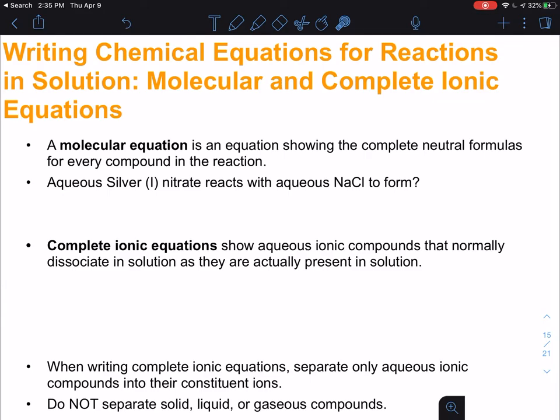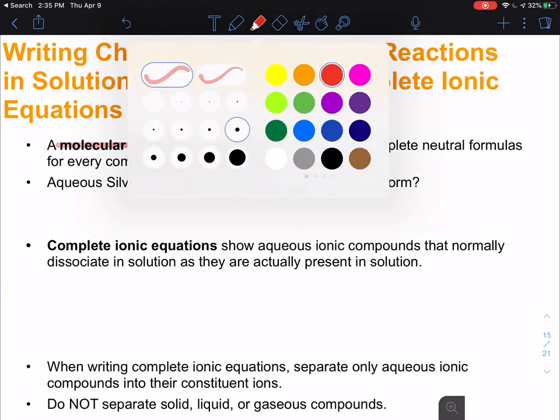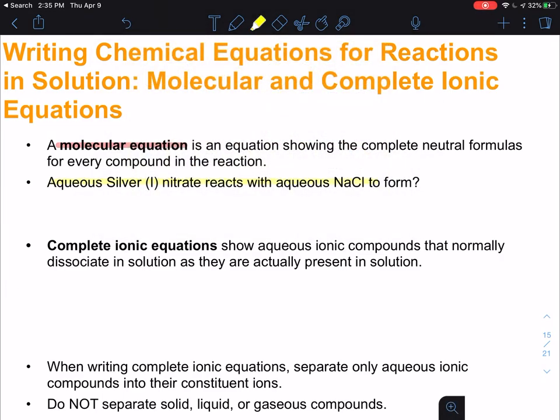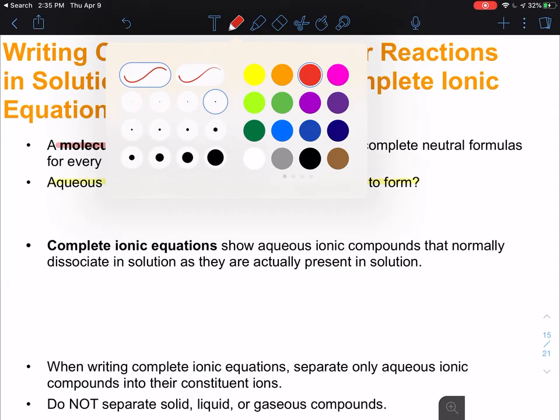Now that we know how to write out precipitation reactions and what they mean, I want to introduce something new. What we had been writing is the molecular equation. That's what I've taught you how to do so far. But now I'm going to introduce a complete ionic equation. First, let's write the molecular equation for aqueous silver 1 nitrate reacting with aqueous sodium chloride.